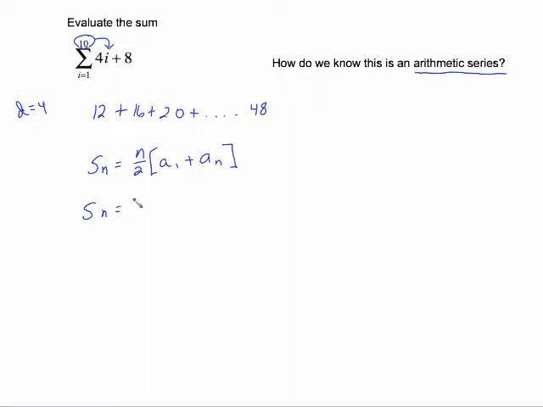So 1 to 10 means there were 10 terms. A sub 1 is 12. A sub n is 48. 10 divided by 2 is 5. In the parentheses, 12 plus 48 is 60, which gives me 300.